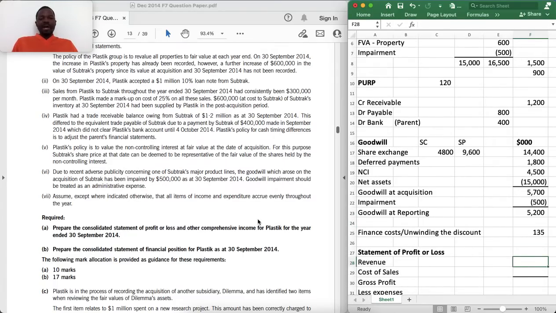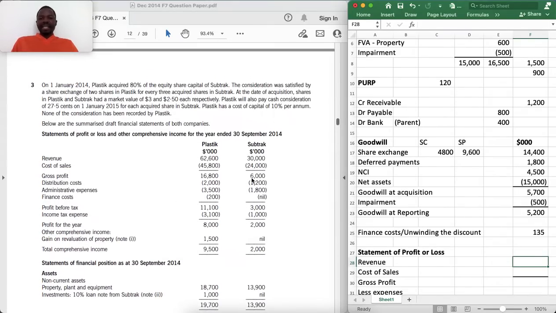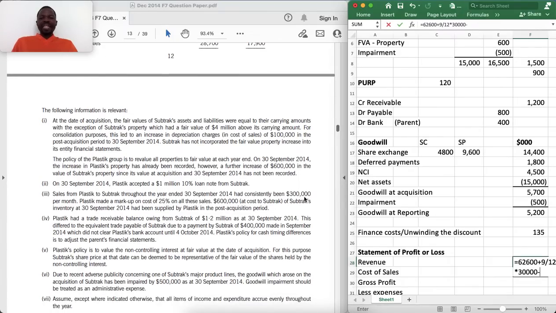Now let's do our statement of profit or loss. As we said, this is a 9-month acquisition. So every figure here we need to multiply by 9 over 12. So our revenue for the parent is 62,600 plus 9 divided by 12 multiplied by the revenue of the sub, 30, less the intercompany sales. They were 300,000 per month for 9 months. So we say 300 multiplied by 9. We need to reduce the sales by that much.